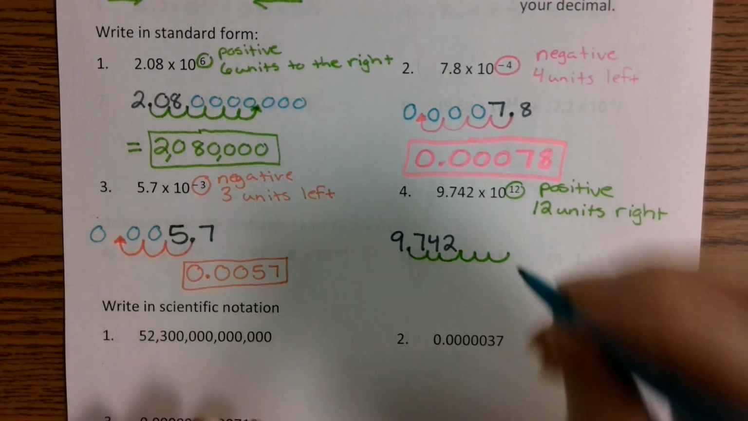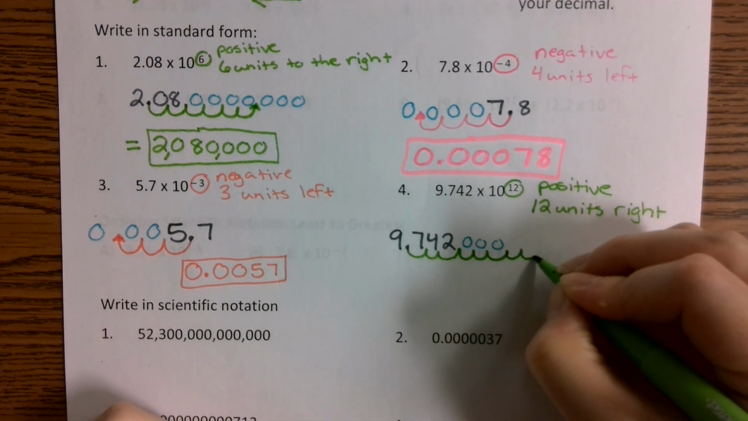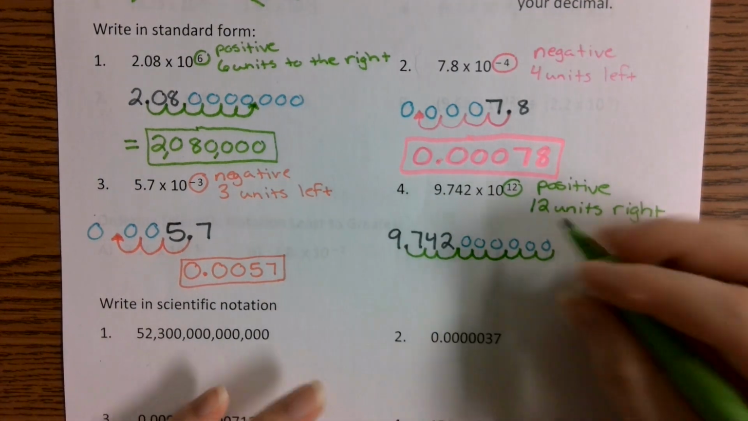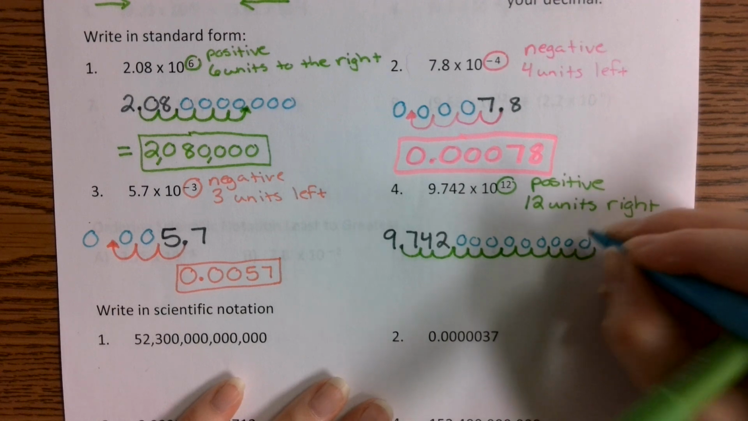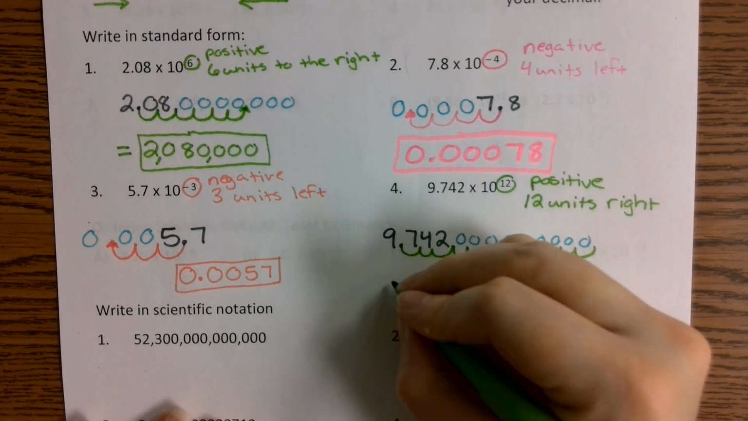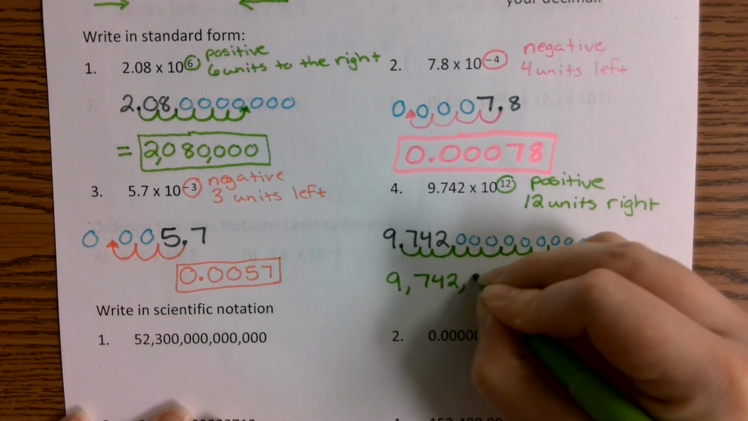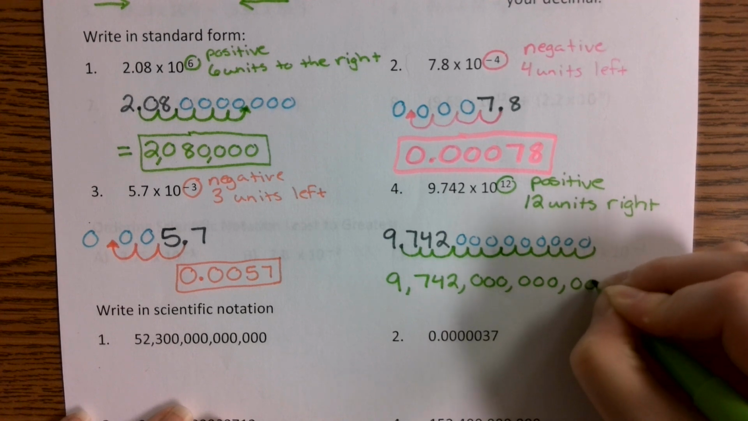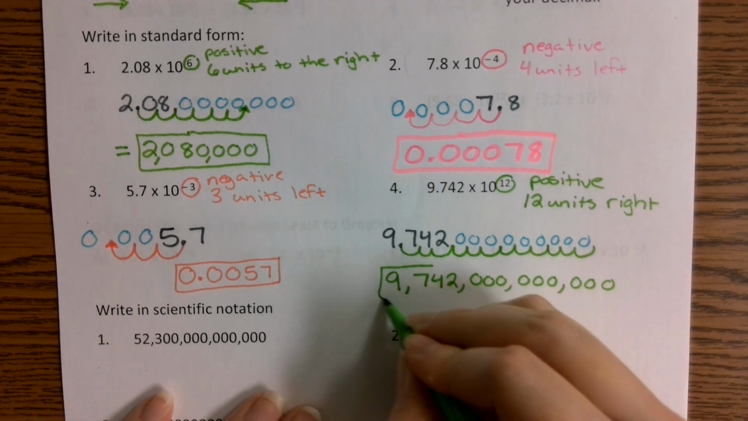I'm going to have to add a bunch of zeros. 7, 8, 9. And then 10, 11, 12. Okay, so when we write it out, we get 9, 7, 4, 2, followed by zeros. So 9,742,000,000,000.